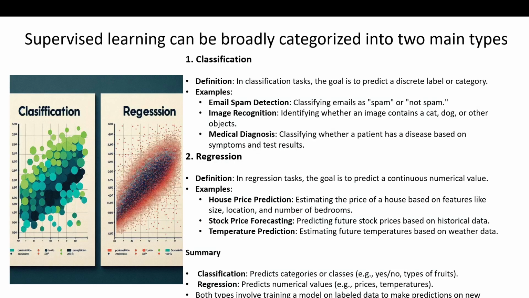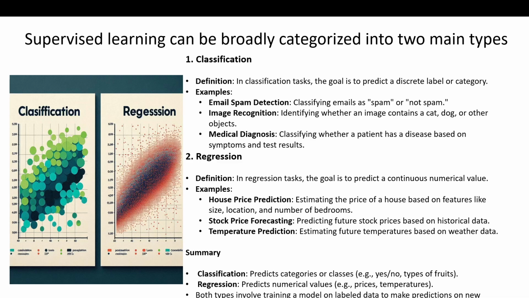Supervised learning is broadly categorized into two types: classification and regression. In a classification task, the goal is to predict a discrete label or category. Here are some examples of classification models. Email spam detection, which is classifying an email as spam or not spam. Next is image recognition, identifying whether an image contains a cat, dog, or other objects. Medical diagnosis, whether a patient has a disease based on symptoms and test results.